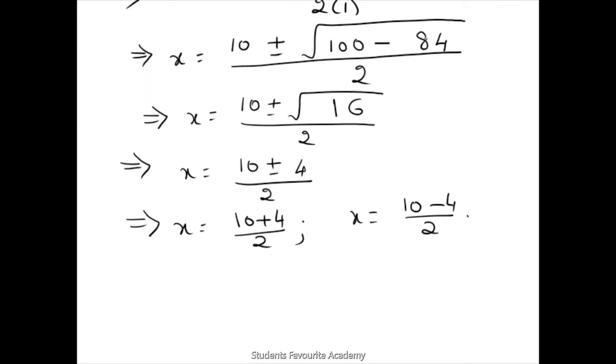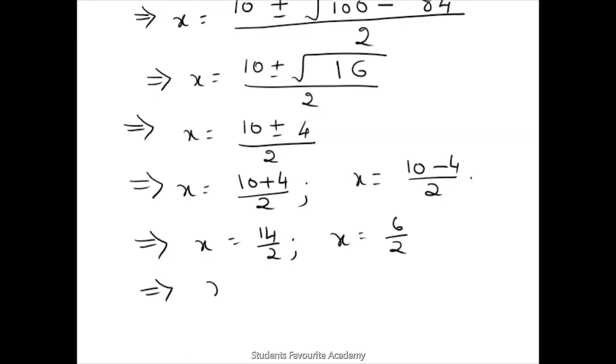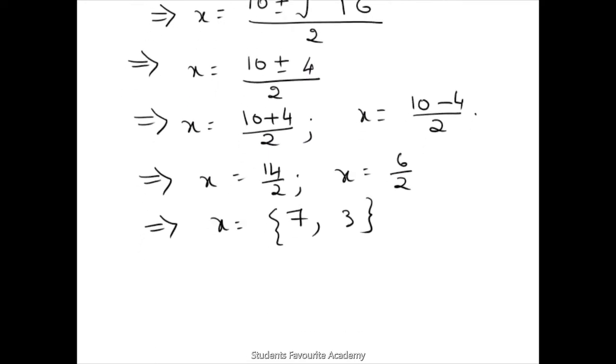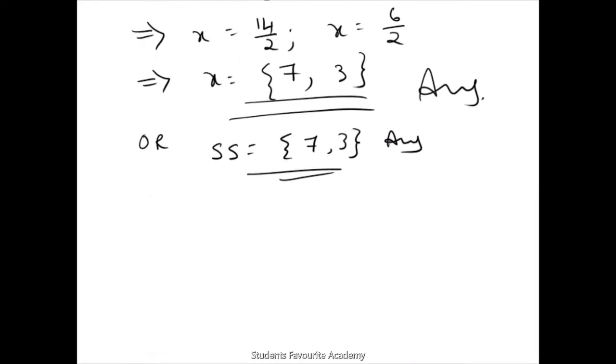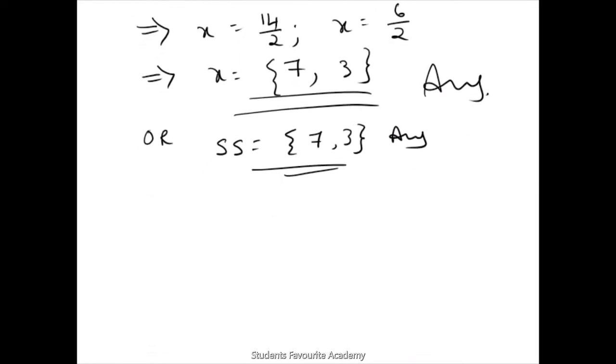Okay, you are following, one with plus, one with minus. So implies x is equal to 14 upon 2 and x is equal to 6 upon 2. So implies x is equal to 7 and 3. Okay, so this is the answer for this question. Is that clear? As I told you, you may write it as solution set is equal to 7 comma 3. This is one way of writing. Both you need not write. Okay, let us proceed to the next question.